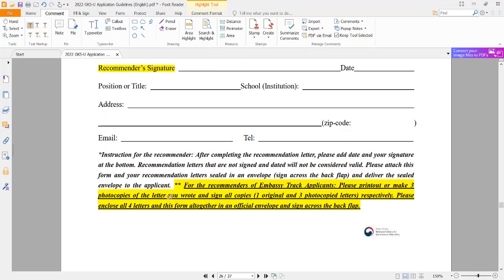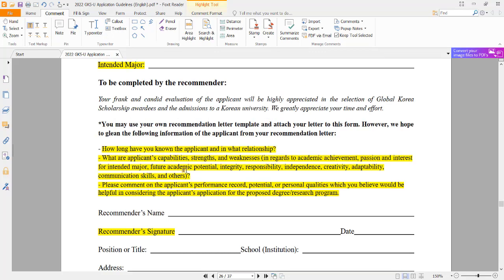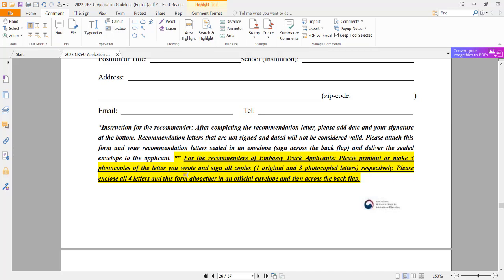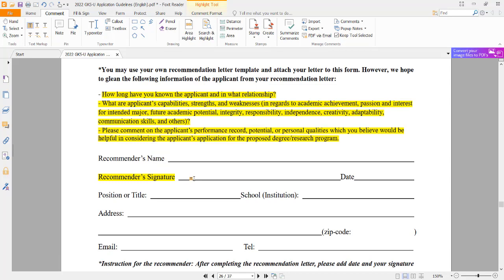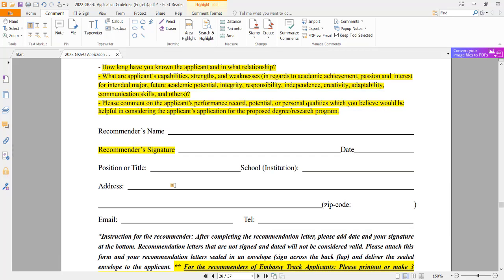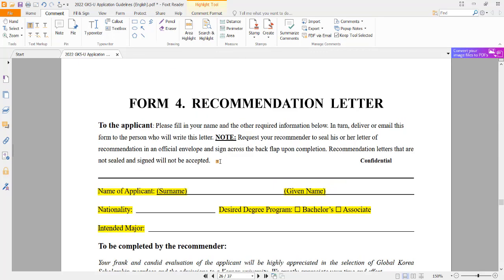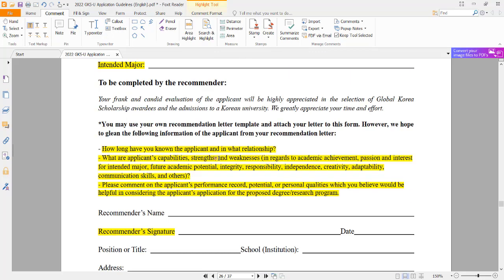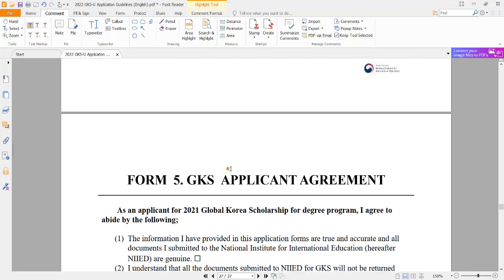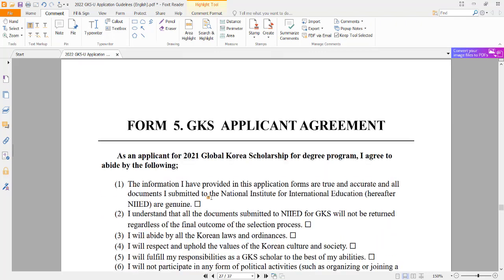For embassy track, since you need 3 copies of it, before putting into the envelope, what you can do is that once the professor fills it and signs it, you make 3 photocopies of it, and then after making 3 photocopies of every document, like this form 4 and his personal letter given to you, you just put all the 3 photocopies in 3 different envelopes, and then take the sign on each flap and sign and seal. So this is the perfect way of taking the recommendation letter.